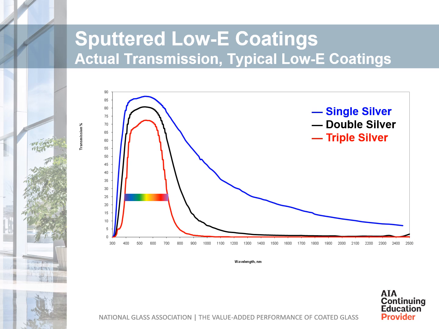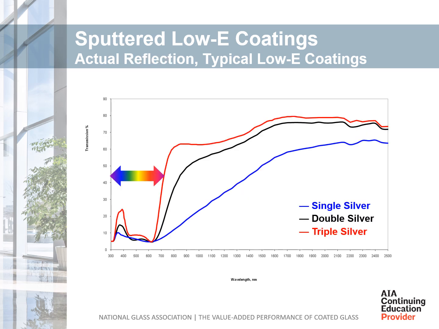Silver is the workhorse. It addresses solar reflection. Adding more silver means a lower emissivity and lower solar heat gain. Adding a fourth silver layer would lead to diminishing returns. This graph represents the reflective properties of sputtered low-E coatings, made up of single, double, and triple silver layers.